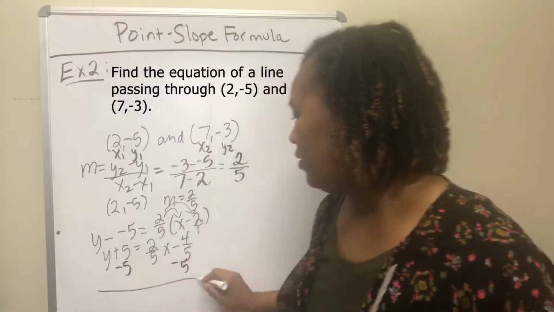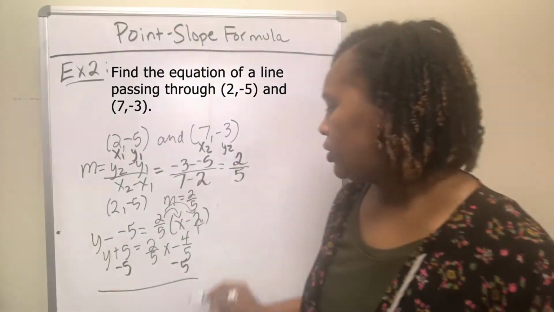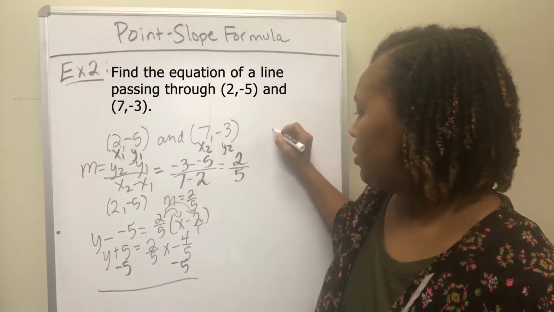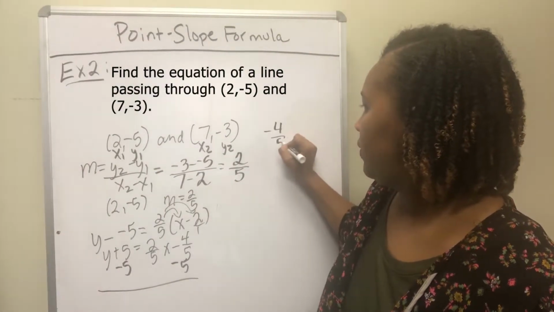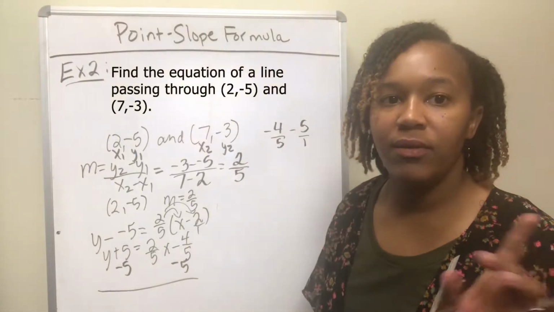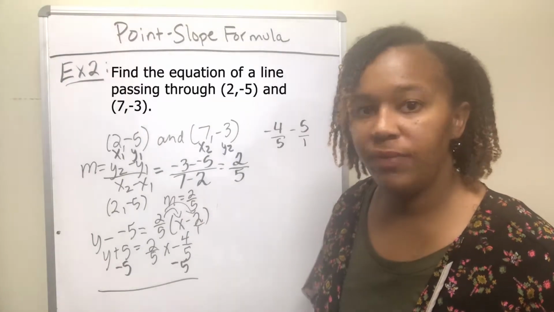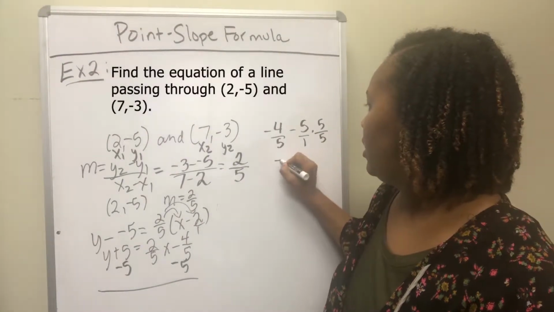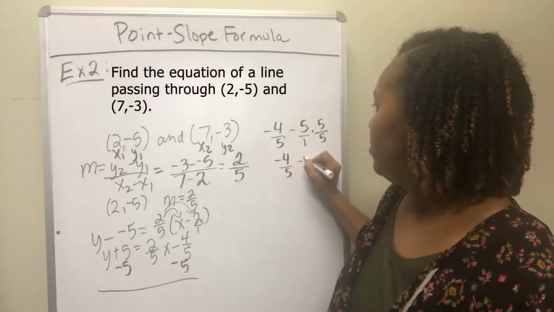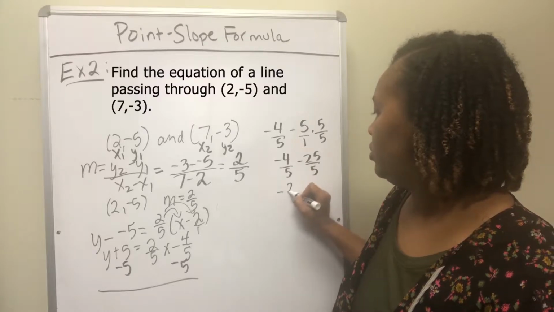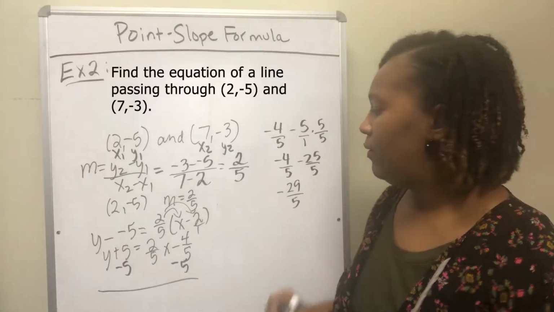So subtract 5. Now, in order to subtract, we have to have a common denominator. So I'm going to come right here, and I want to do what is negative 4/5 minus 5. I would need to, and that's 5 over 1, have a common denominator, which in this case should be 5. So I will multiply top and bottom by 5, and that will give me negative 4/5 minus 25/5. And if you subtract those, you get negative 29/5.